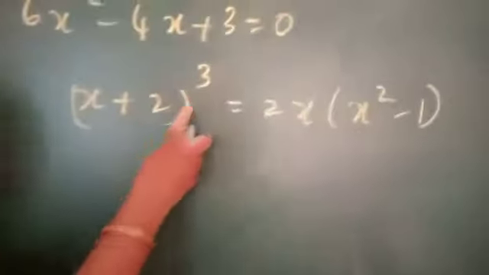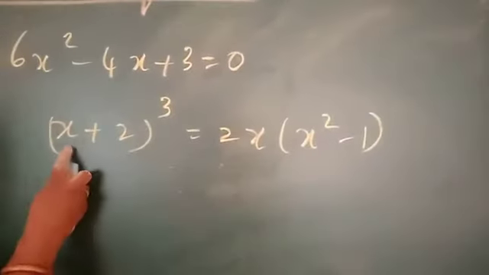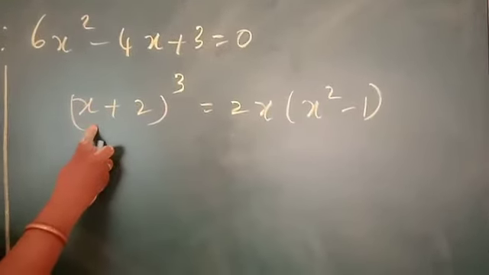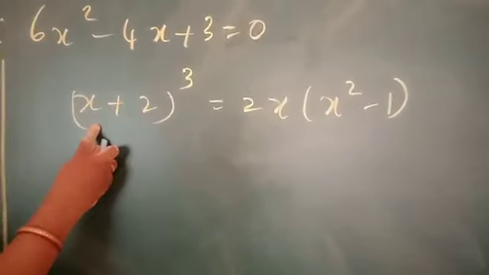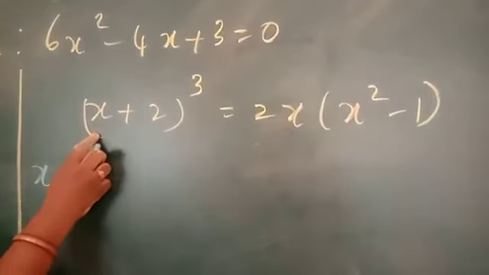Okay, let me see one more example. (x + 2)³ = 2x(x² − 1). So what is the (a + b)³ formula? (a + b)³ is nothing but a³ + b³ + 3a²b + 3ab². So apply the formula here.